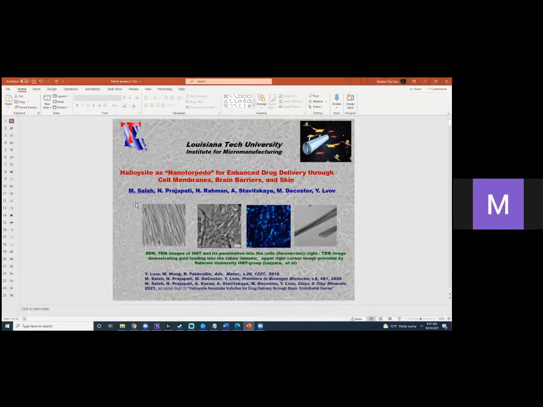First we have some SEM and TEM images of halloysite and its penetration into the cells, fluorescently, which is the image on the right here with the blue fluorescence. We also have TEM images demonstrating gold loading into the tubes' lumens. In the upper right corner is a buildup of halloysite and what our goals are. We also have two papers that we published recently on delivery into endothelial cells and synthetic blood-brain barrier membrane.